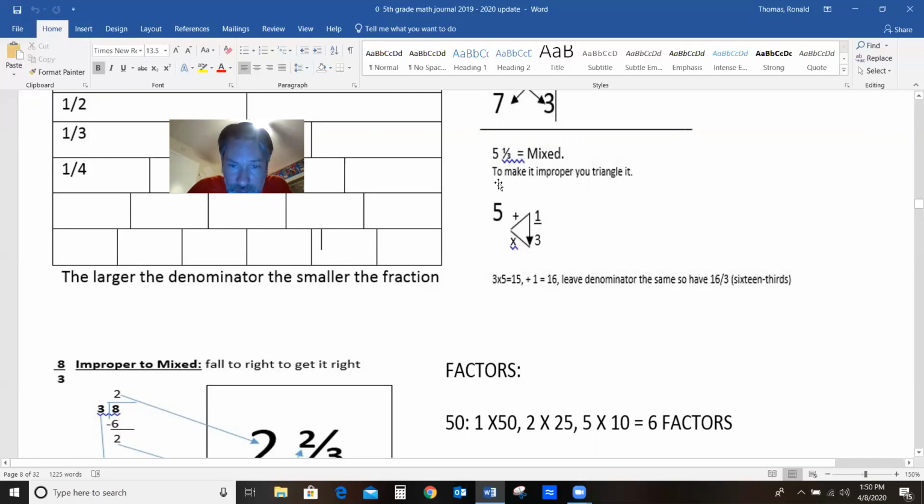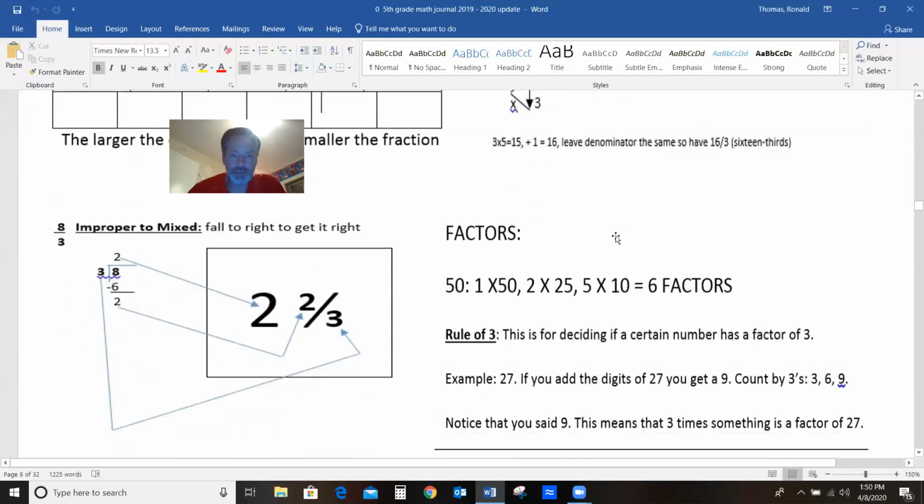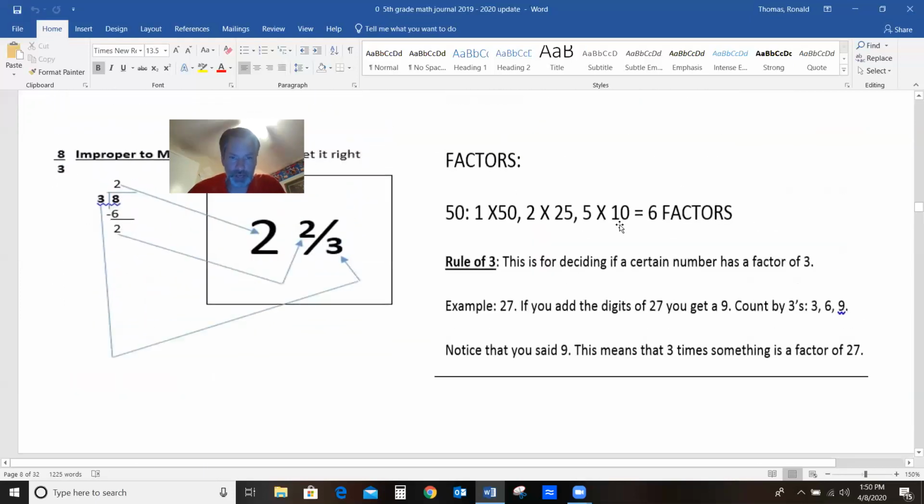3 times 5 is 15. I would write a 15 up here. Add the 1, make it 16, and leave the bottom the same. 3 times 5 equals 15, plus 1 is 16. Leave the denominator the same, so I have 16/3. And I wrote it in word form, 16/3. Ooh, it's a lot of stuff. Now, we're going to simplify in the next video.